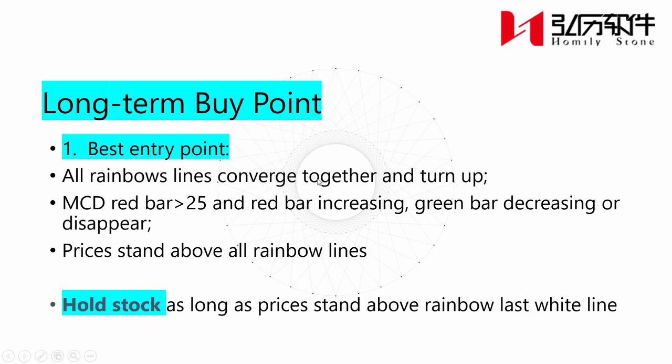All rainbow lines converge together, and then the rainbow lines turn up. MACD, the red bar more than 25, multicolor dragon means the banker built position already, and the red bar increasing. The green bar decreasing or disappearing, better disappear. Price stands above all rainbow lines, so this is the best buy point. After we buy, we just hold. As long as the price stands above the last white line, we can hold.